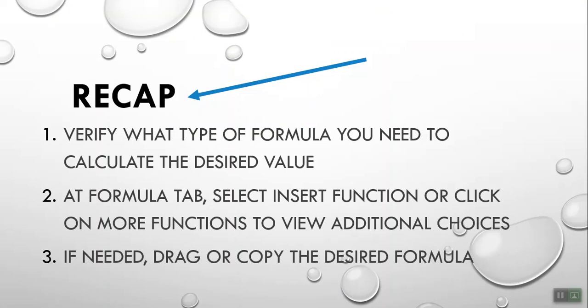Let's review what we just learned. When we're doing a function, first thing we need to do is verify what type of formula you need to calculate the desired value. Number 2, at the Formula tab, we can select and insert the function or click on More Functions to view additional choices available to us. Once we have calculated the formula, if needed, we can drag or copy the desired formula to all the rows that would need calculation.